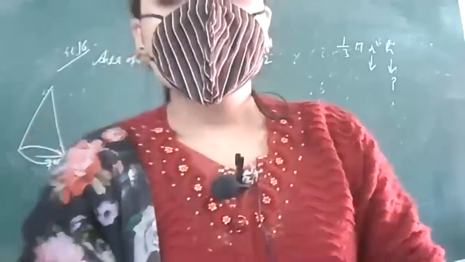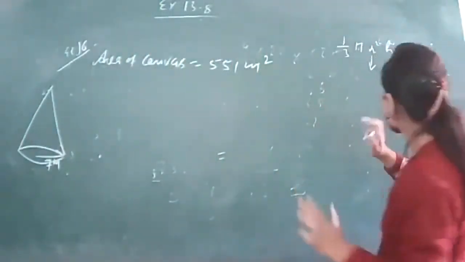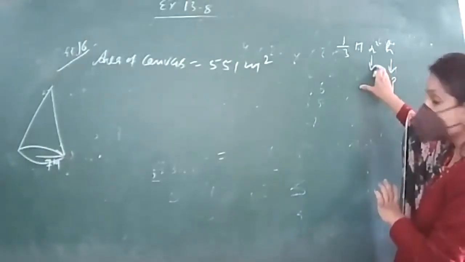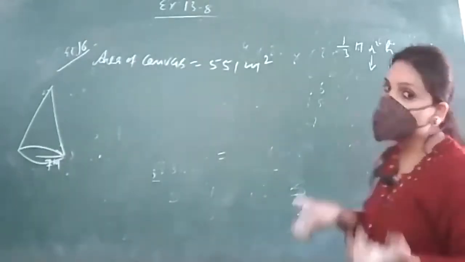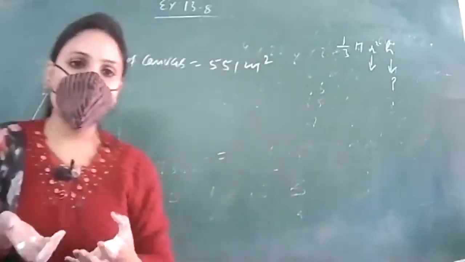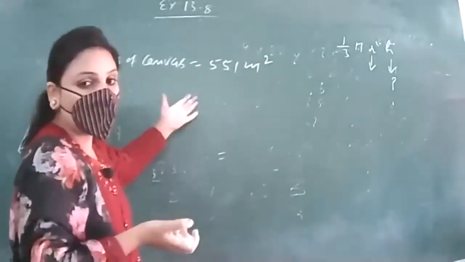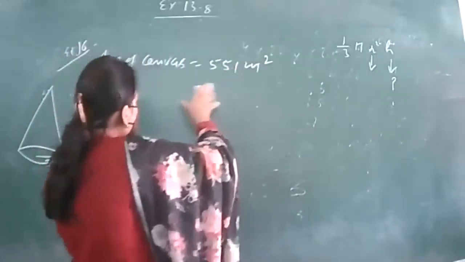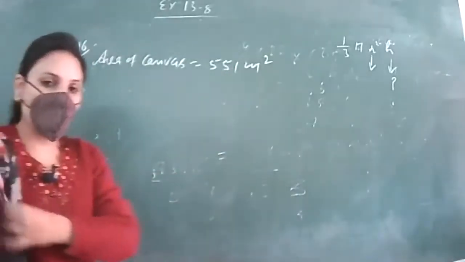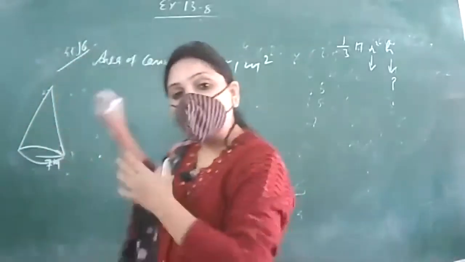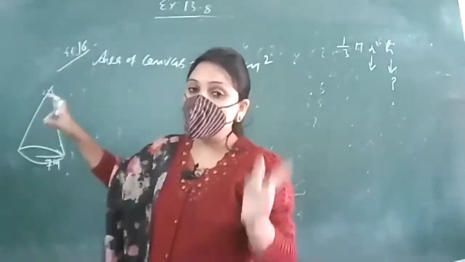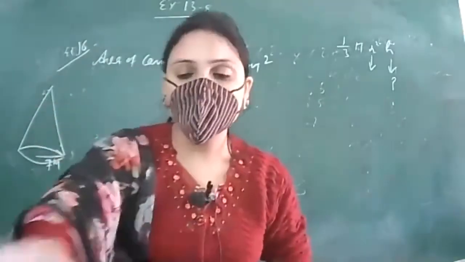Okay. So as Joseph Rup is saying that R is with us, H is to be found, then L should be there. And from where should we find L? L will be found by using the information that the area of the canvas is 551. Now, when canvas is used to make the tent, 1 meter square of the canvas is wasted.